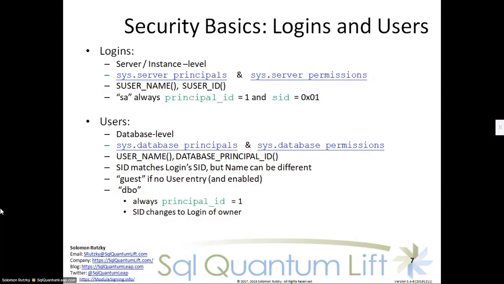There's the DBO user. It's the database owner. They have rights over the database, not necessarily the server. A lot of times people confuse that, which is a security issue in itself, especially as we'll talk about when it comes to TRUSTWORTHY. But the database owner is really just over the database, and will always have a principal ID of 1. The SID will change to whoever you change the owner of the database to.